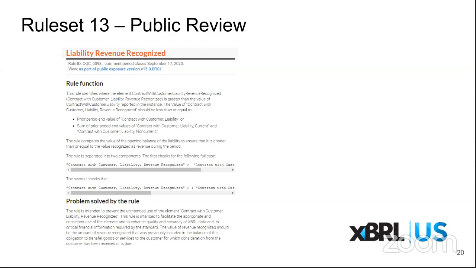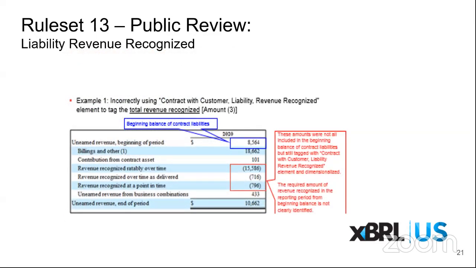The second rule we have, this just gives an example of it. You can see here the beginning balance where we've got 8564. And then they've got the amounts, revenue recognized over time, delivered in time. These amounts should be coming out of the beginning of the period balance. All right, so we go to the next slide, Michelle.